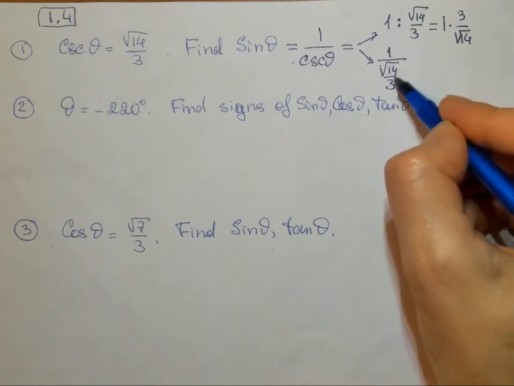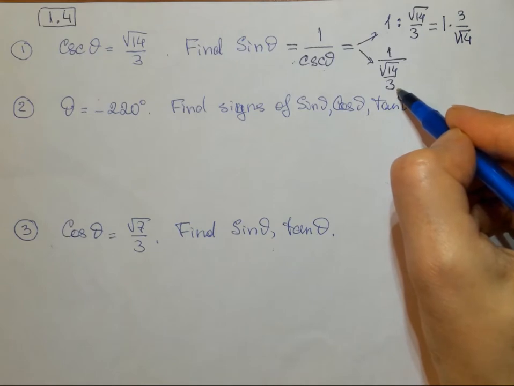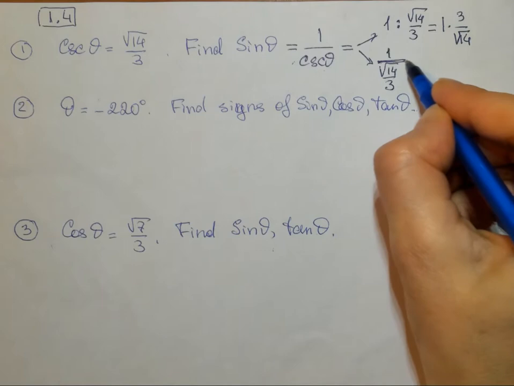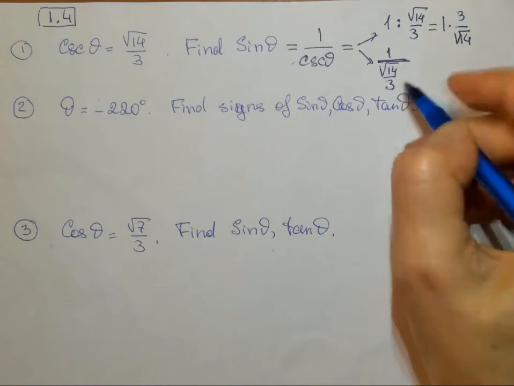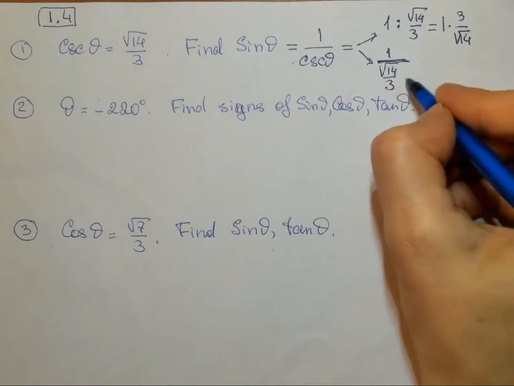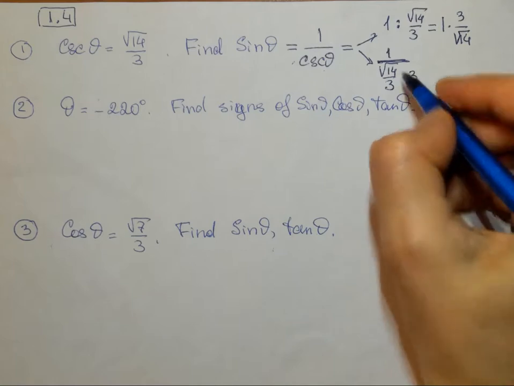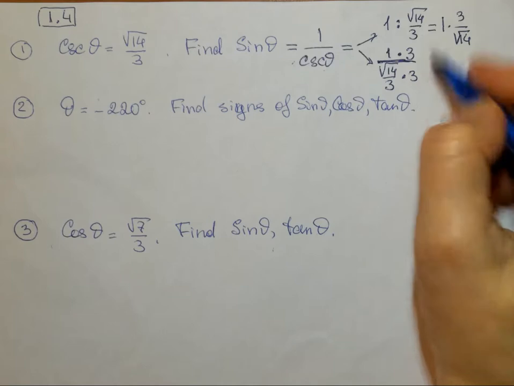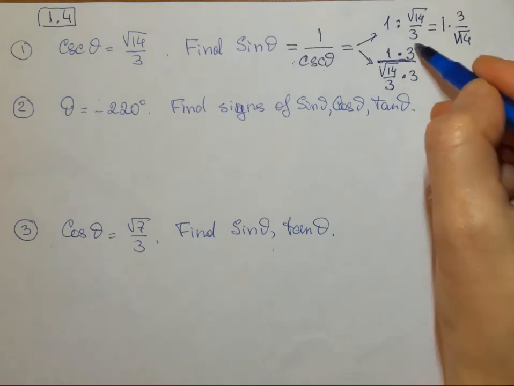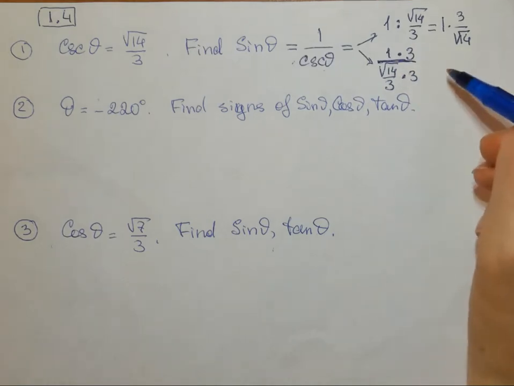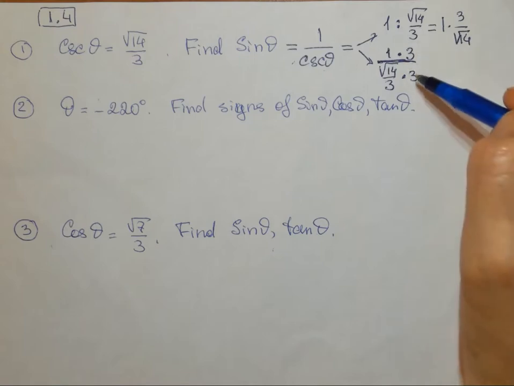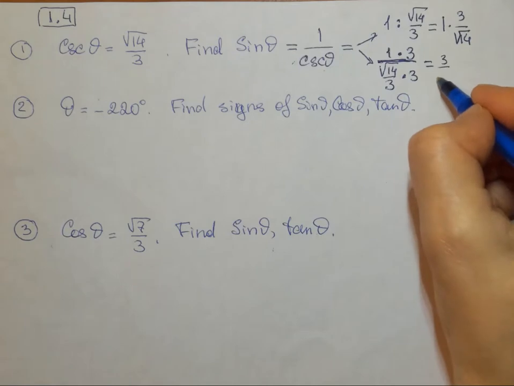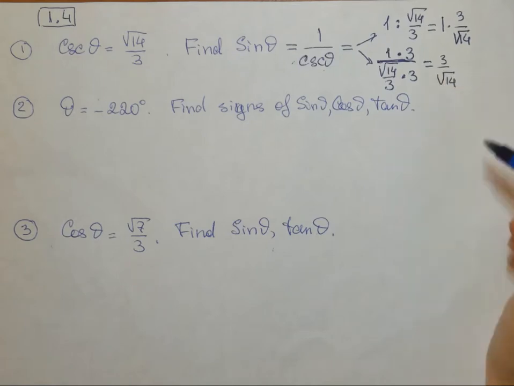You have a fraction in the denominator. You can clear this fraction by multiplying both numerator and denominator by the common denominator. The common denominator is 3. So we multiply the denominator by 3, and we must multiply the numerator as well, otherwise the fraction will change. So we multiply this fraction by 3 over 3. 3 over 3 is 1, so the fraction is the same. So we have 3 in the numerator and square root of 14 in the denominator.